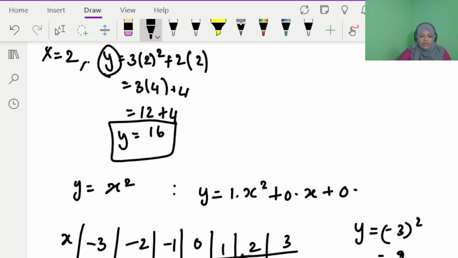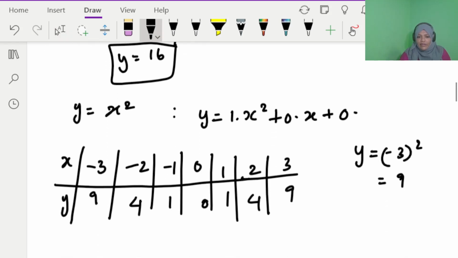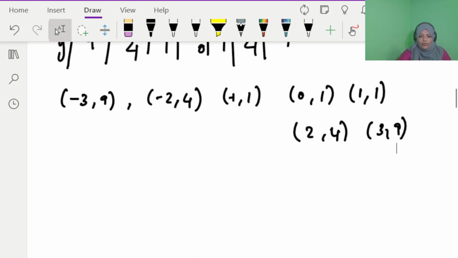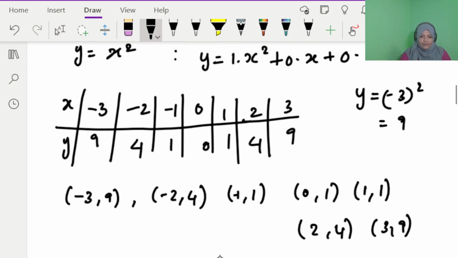So what do we actually get from these tabular values? We get a sequence of plotting points, right? So I get my plotting points to be negative 3 comma 9, negative 2 comma 4, negative 1 comma 1, 0 comma 0, 1 comma 1, 2 comma 4 and 3 comma 9. So I get such plotting points. We'll see how to plot it on the graph.